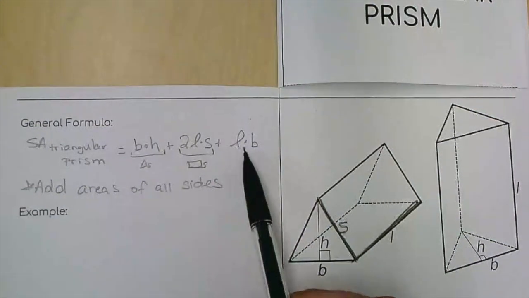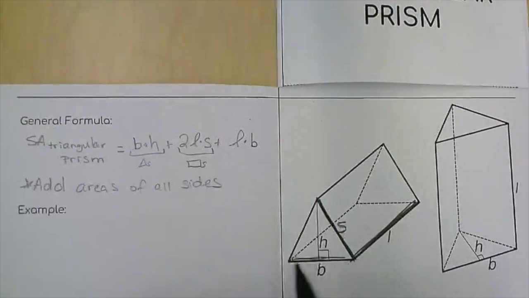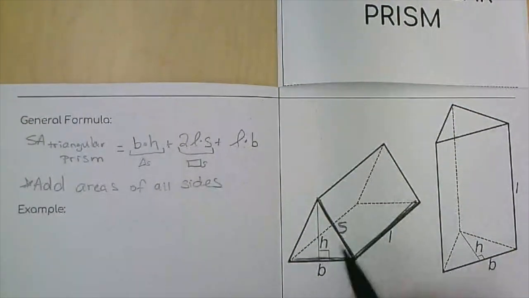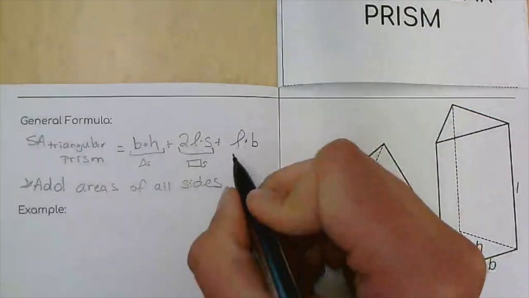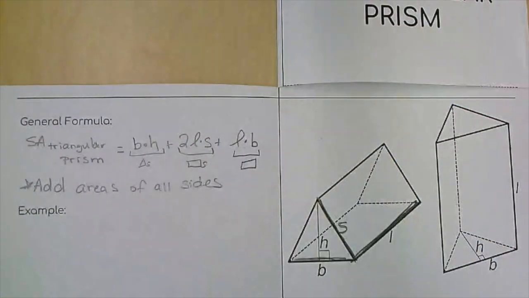And then we have length times base. So that's length down here times this base right here. And that's this single rectangle at the bottom that's actually a different size than our other 2 rectangles. Okay, so this is a single rectangle right here. Okay, so let's do an example real quick.